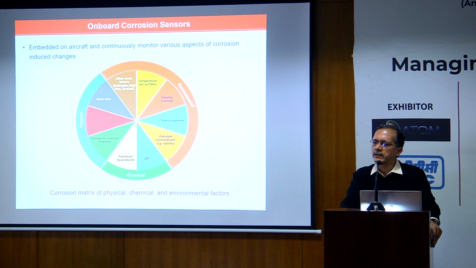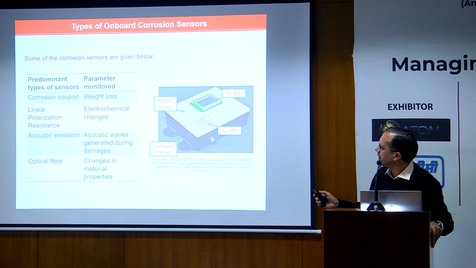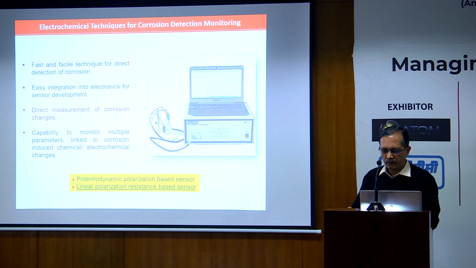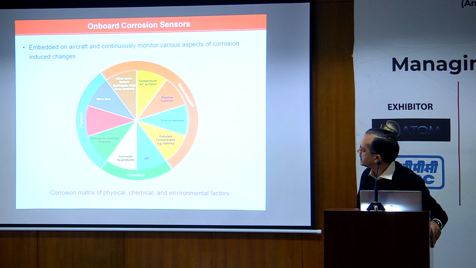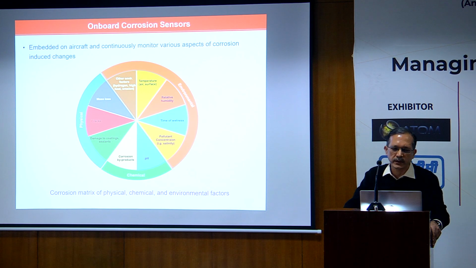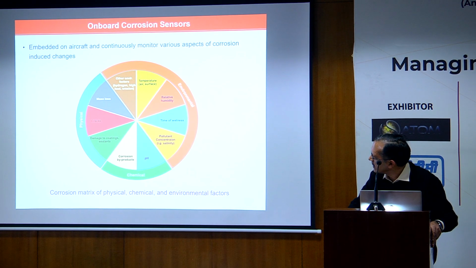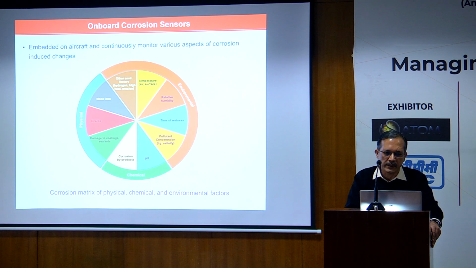So in recent years, the focus has been to use onboard corrosion sensors. Here three kinds of sensors are there. For example, environmental sensors, wherein we measure the change of relative humidity or temperature or the concentration of pollution, or the chemical sensors, for example pH, or the physical sensors. We use all these techniques to design the sensors for a given aircraft.